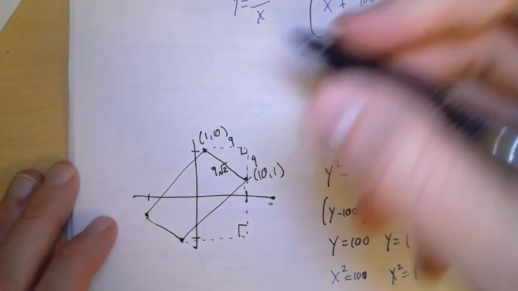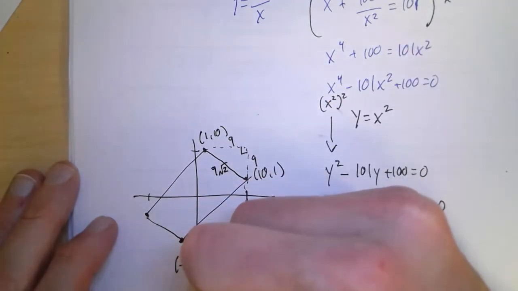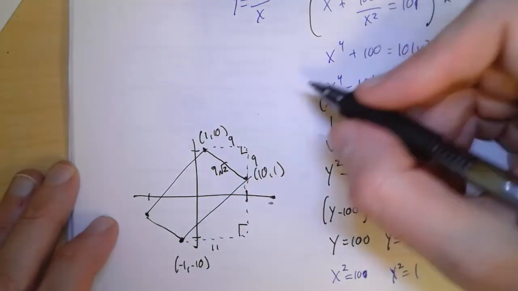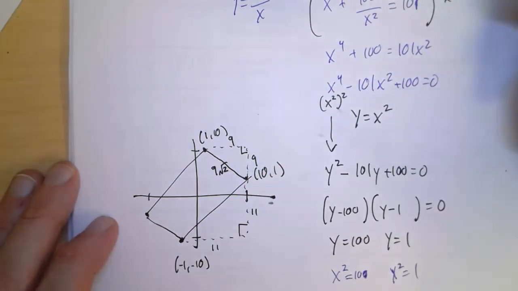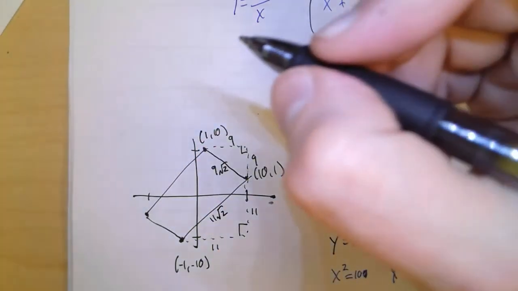I can do the same over here. This point is negative 1, negative 10. So this length is 11, and this length is 11. So using the Pythagorean theorem, this length is 11 square root of 2.